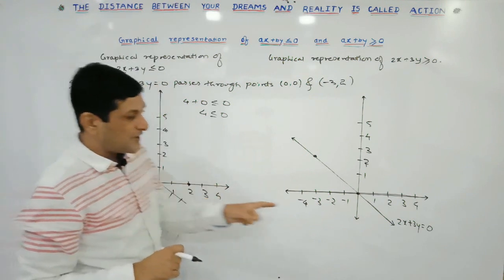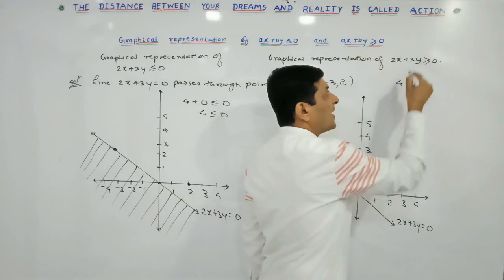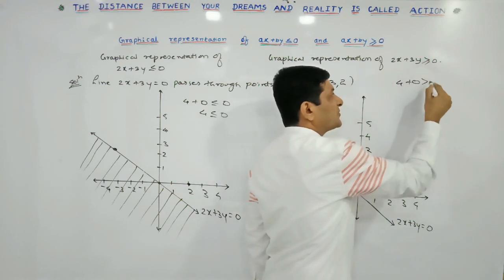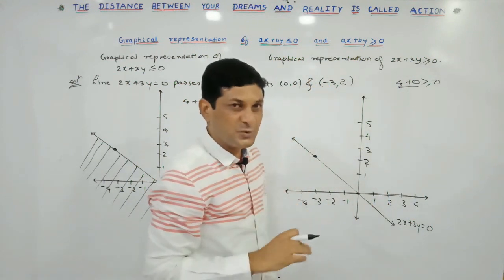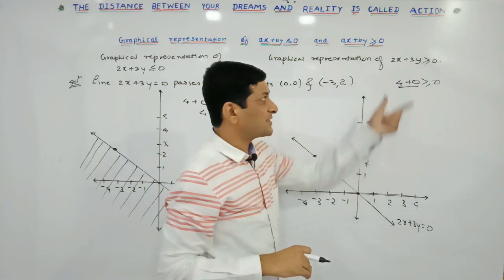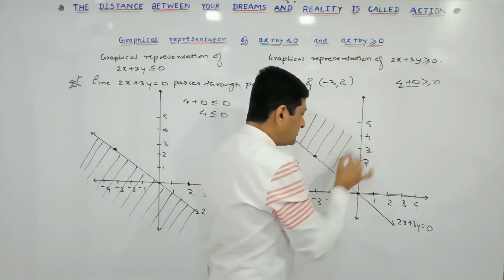If we substitute the coordinates of this point, (2, 0), what do we get? 2 into 2 is 4, the y coordinate is 0, so this term becomes 0, and easily we can observe that 4 is greater than 0. It is true, which means the coordinates of this point satisfy this expression.